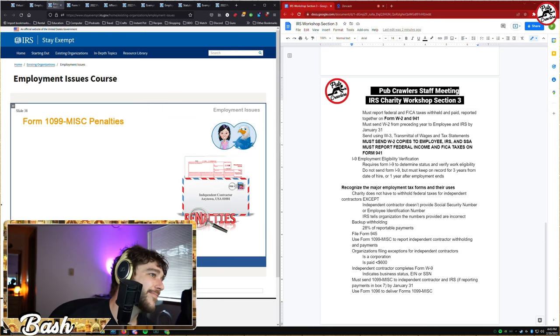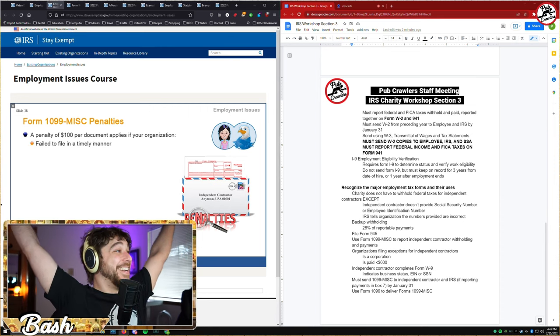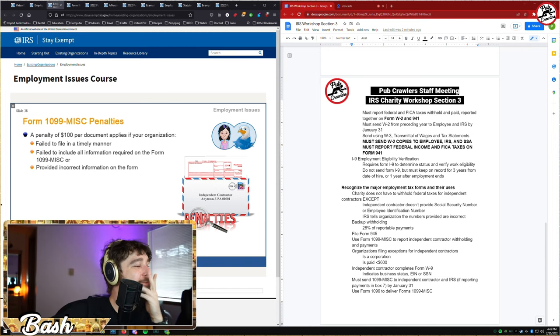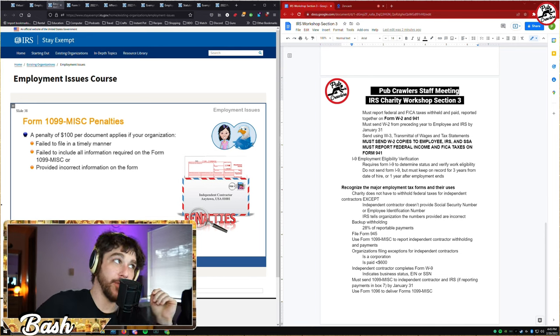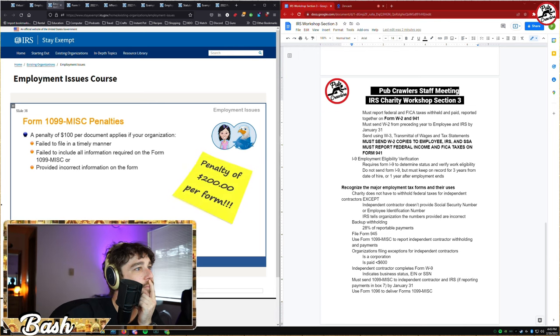What are those? Failure to file a correct Form 1099 miscellaneous with the IRS by the due date without reasonable cause can result in a penalty of $100 per document. This applies if your organization fails to file, fails to include all information required on the form, or provides incorrect information on the form. The same penalty applies for failing to furnish your independent contractors with a 1099. This is per form, per document. To both file and furnish one 1099 miscellaneous will result in a penalty of $200 per form.